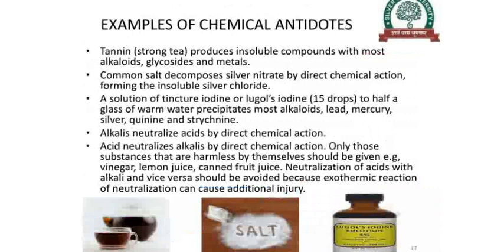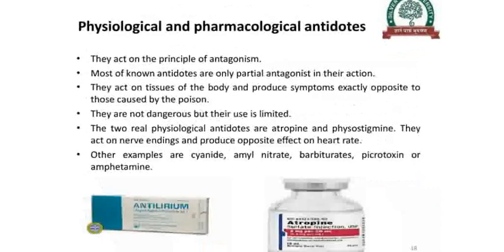Now next is the physiological and pharmacological antidotes. This is a third category of antidotes. They act on the principle of antagonism. So the action is reversed. The pharmacological action of the poison is reversed by these drugs. An example is, if a poison has a muscle relaxant property, this antidote will have a muscle contraction activity. So it will neutralize or antagonize the pharmacological action of the poison.